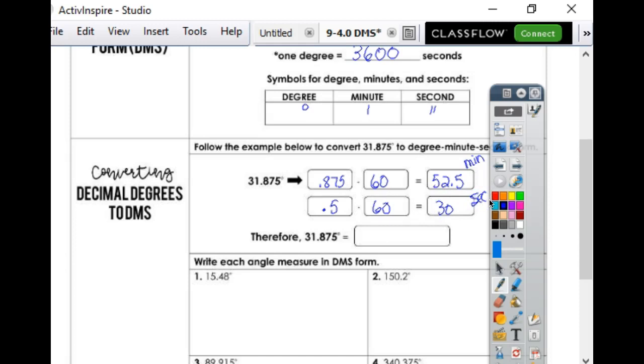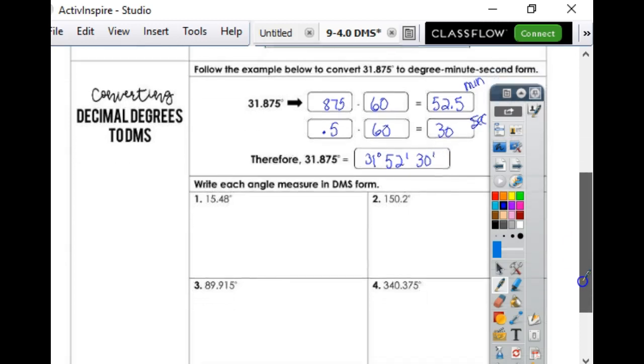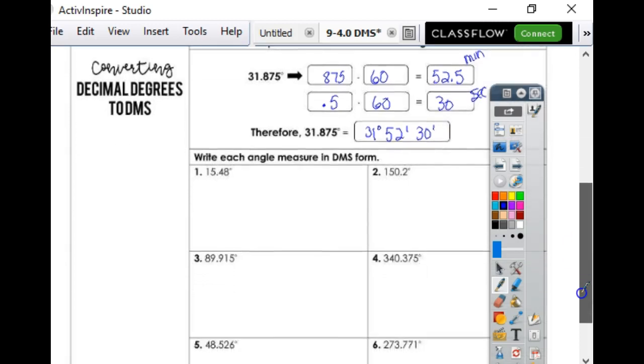So I'm going to write it like this. I get the degrees from the whole number, 31 degrees, then 52 minutes and 30 seconds. You just move the decimal down and multiply again. I can't make this hard. There's nothing I can do to make it hard.